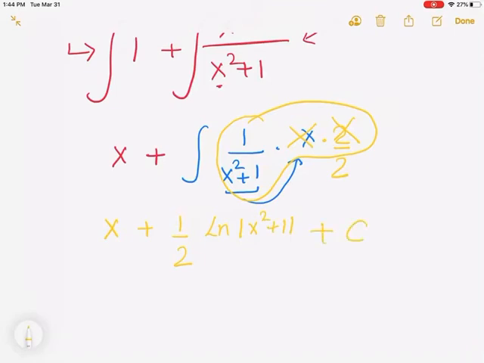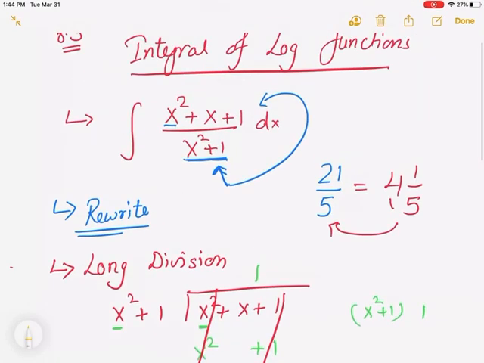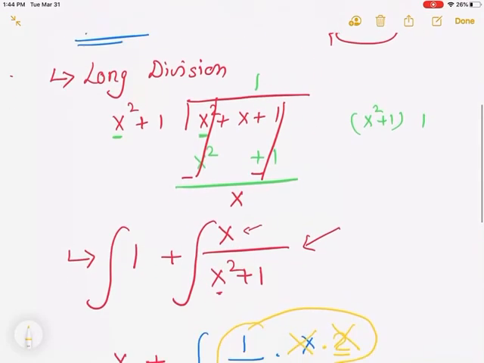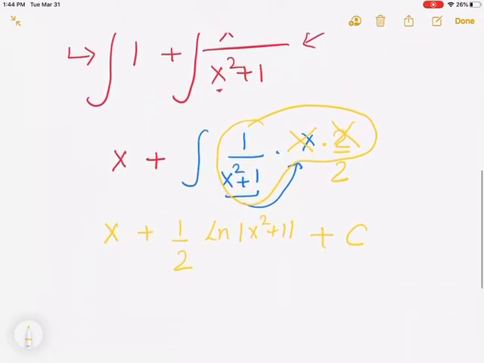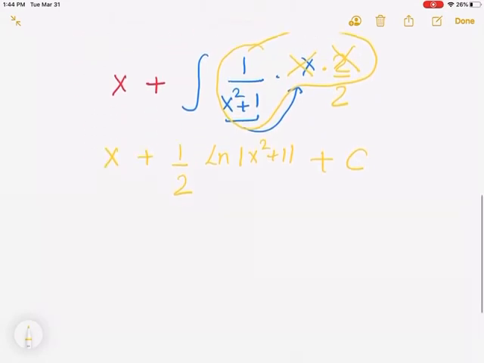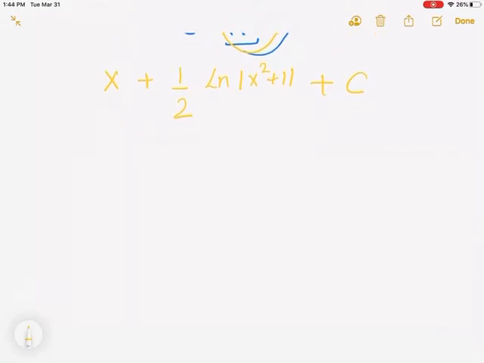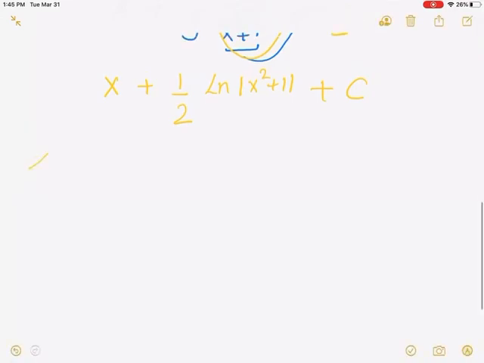So I repeat, anytime the top degree and the bottom degree is the same, or the top is bigger than the bottom one, always think about rewriting the function first, and once you have everything rewritten, then just take integral of every single piece. So let me show you one more. Let's say I have something like, let me use a different color.